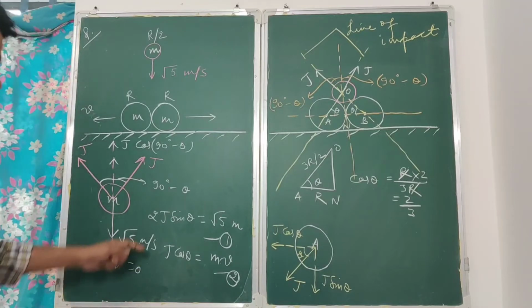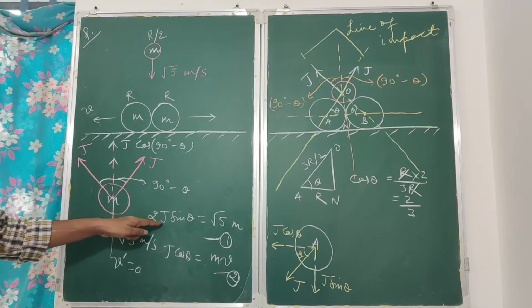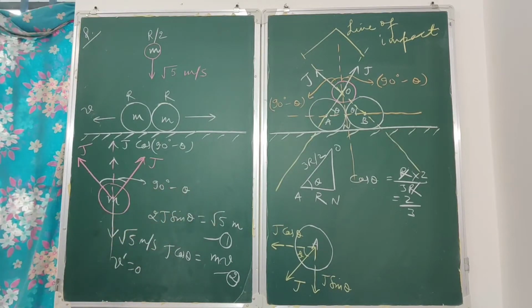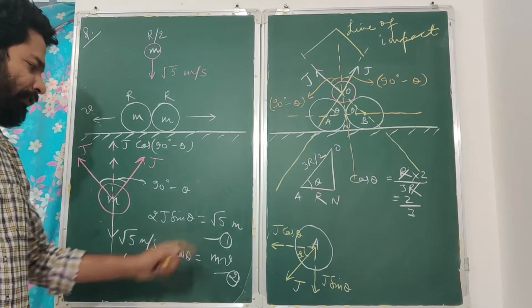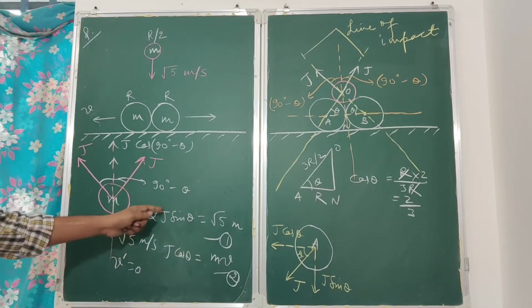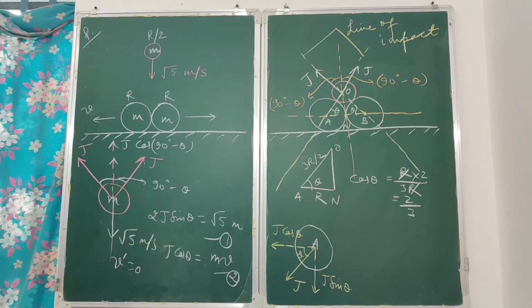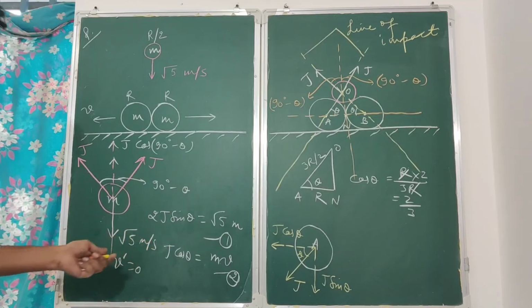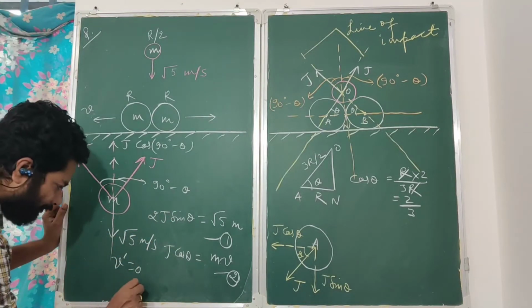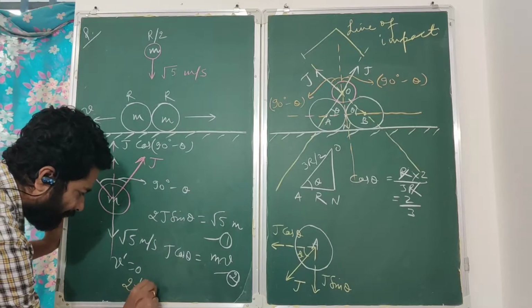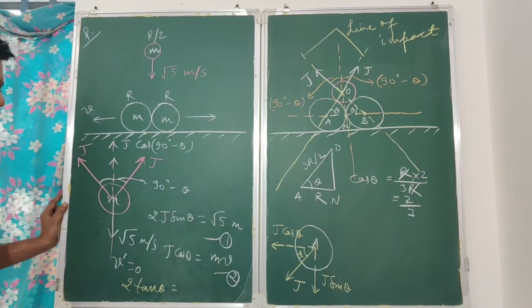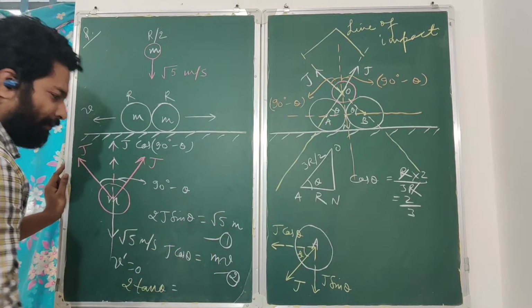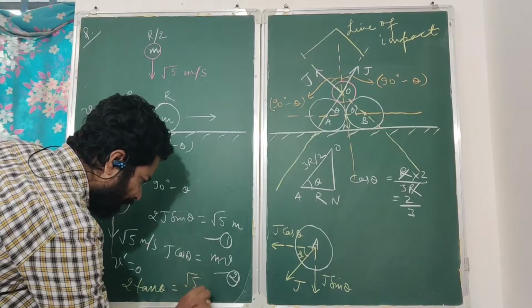After this we have two equations. One is 2J sin theta is equal to root 5 m. Another is J cos theta is equal to mv. Now we divide these two equations. When you divide, J and J will get cancelled. 2 sin theta by cos theta will be 2 tan theta. So we can write twice tan theta is equal to, m will cancel, root 5 by v.